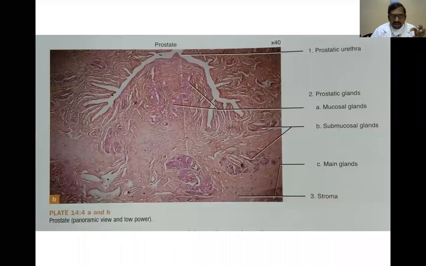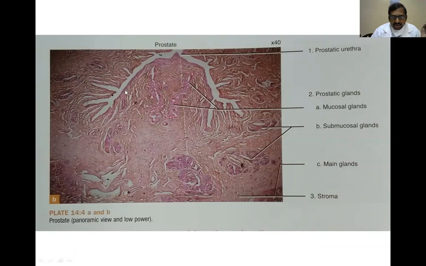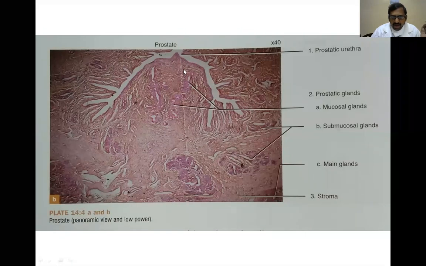Now let us observe the slide. See here, this is the prostatic part of the urethra, and it is lined by transitional epithelium. And these are all the glands.